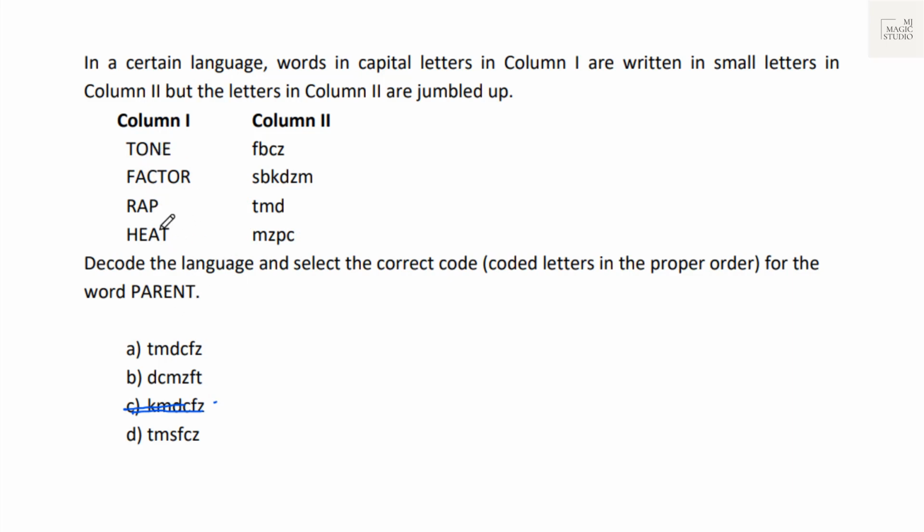Then let me work for T. T, T, T. What is common in these three? F, B, C, Z, B, Z. And here is only Z. So Z is common in the first one, tone, factor and heat. T stands for Z. That means option B is also out.